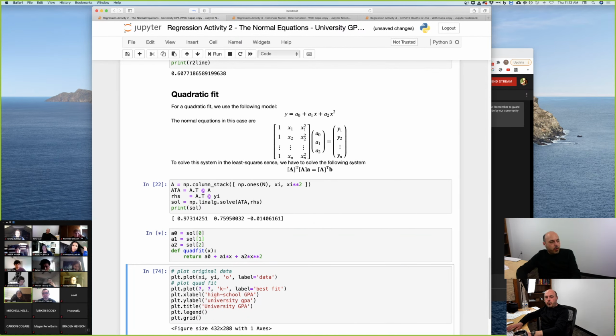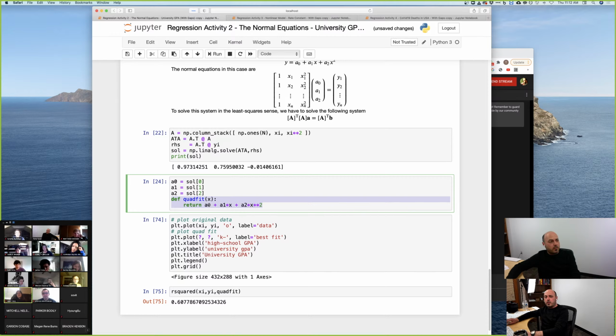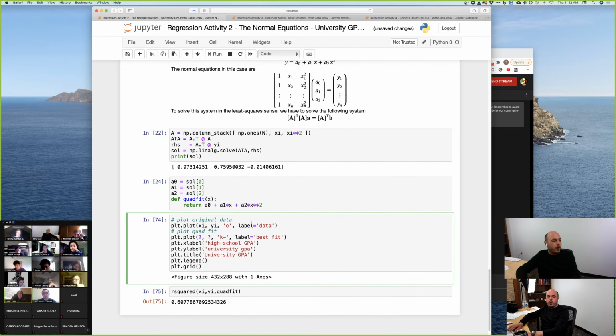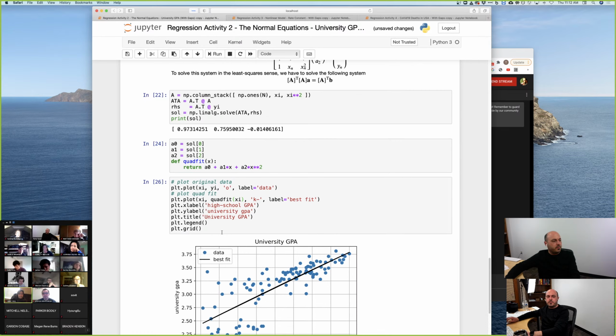All right, now we pull out our coefficients from the solution, and then we define a quad fit, which is a0 plus a1x plus a2x squared. And then we go ahead and plot the data. Oh, we've got the wrong thing over here. I'm going to plot xi and then quad fit applied on xi.